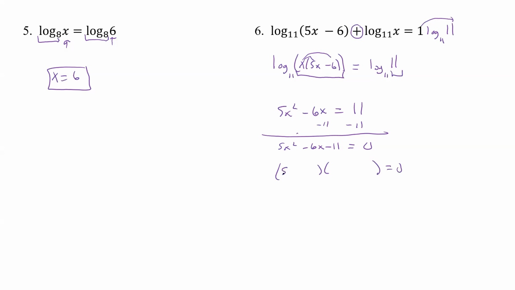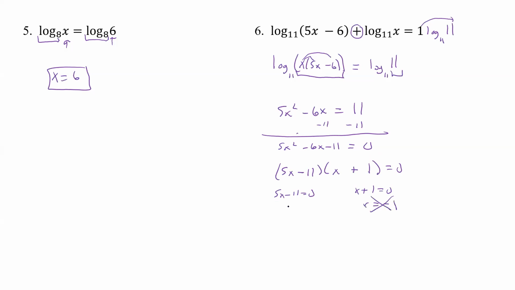So factors of 5 are just 5x and x. 11 are just 11 and 1. If we do 11 here, that's 55. I think we'll put 11 here, 1 here. So 11 minus 5 is 6. We need it negative, so that's a negative. That's a positive. So set that equal to 0 and set that equal to 0. So x is equal to negative 1.